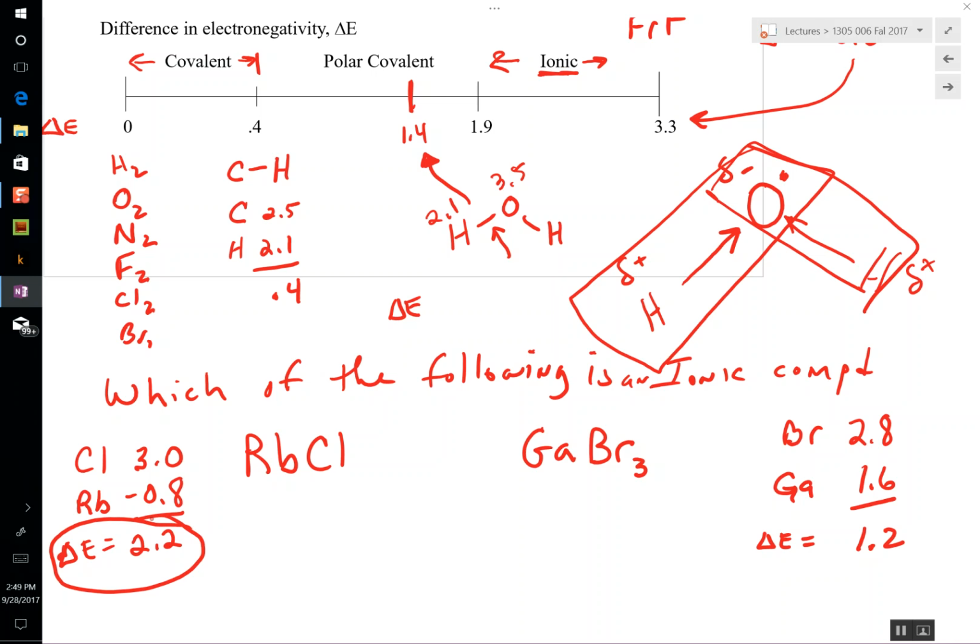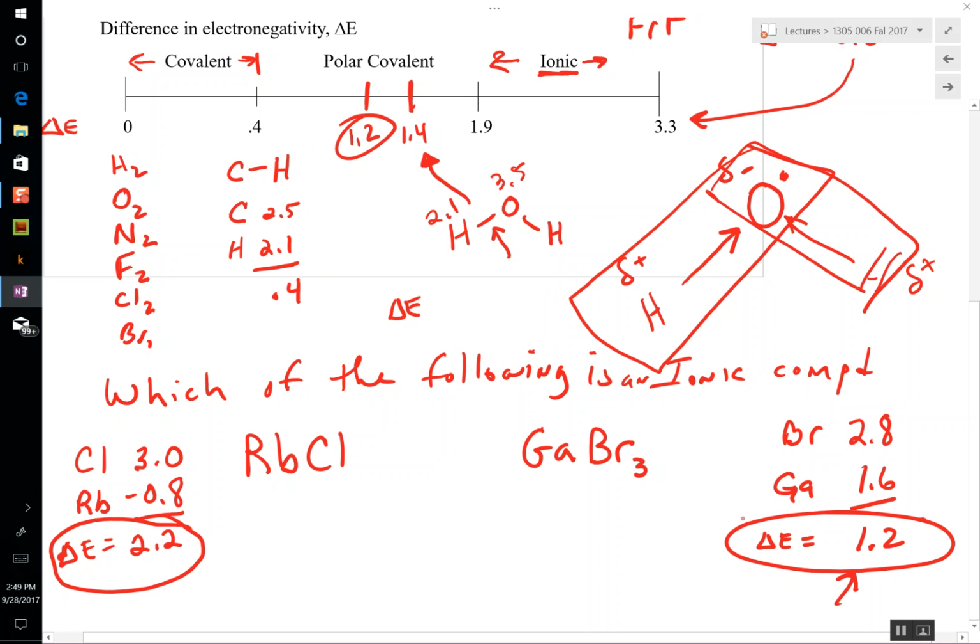So what kind of chemical bond would we say is in the gallium bromide? Polar covalent bond. This is a polar covalent bond. It sits right in here. All right, it's got a 1.2 difference, so it's right in that range, like water, of being a polar covalent bond.